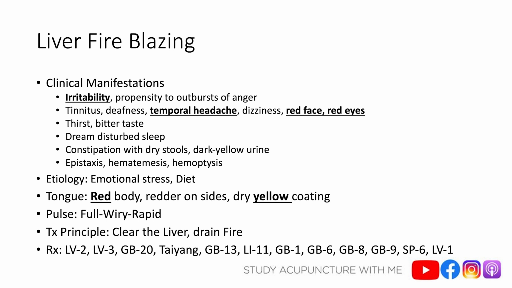So where does all this come from? What is its etiology? The etiology of liver fire is coming from chronic liver qi stagnation, turning into heat, and eventually turning into fire. What does that all stem from? It stems from emotional stress that causes the liver qi stagnation.